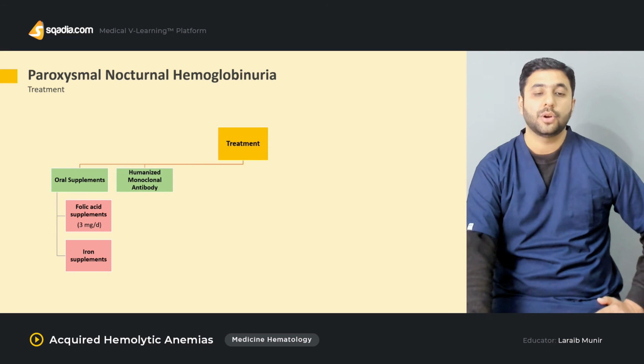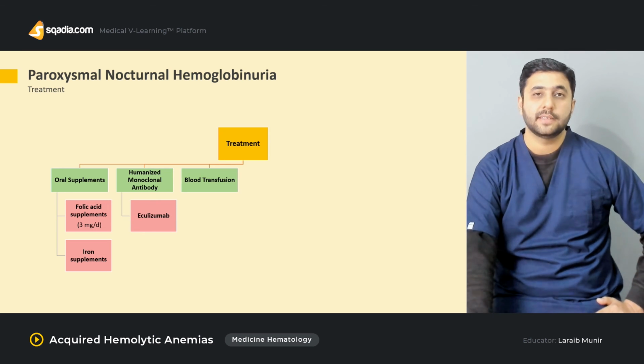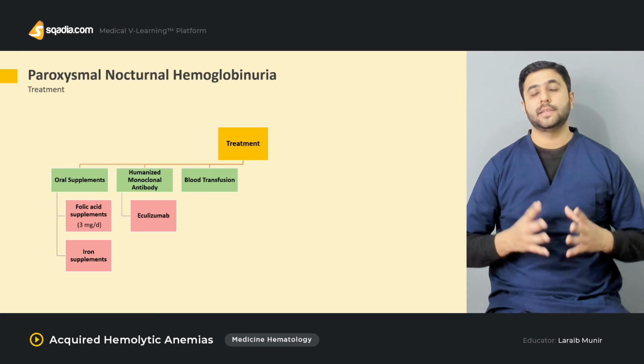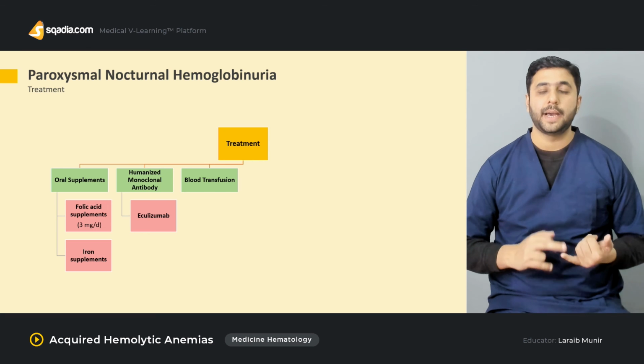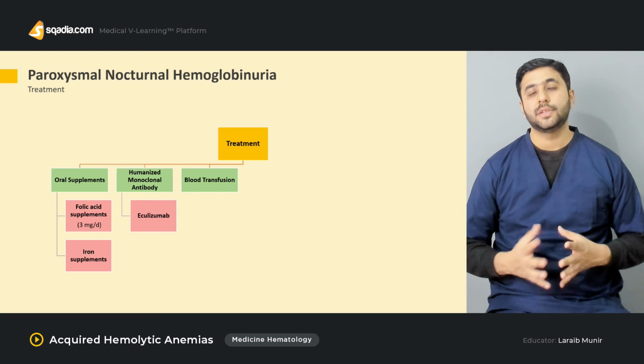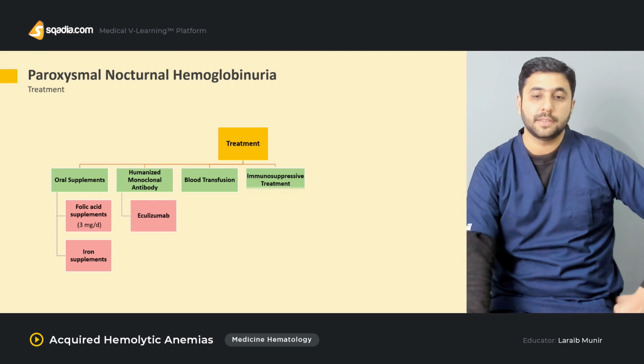The humanized monoclonal antibody, eculizumab, is being used and has shown very good results, as we saw in the previous slide. Along with that, if there is a large degree of acute hemolysis in certain patients, blood transfusion can be tried to stabilize the patient. And in this case, it is imperative to acutely stabilize the patient first before going on to the further treatment options.